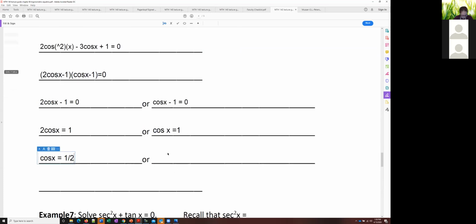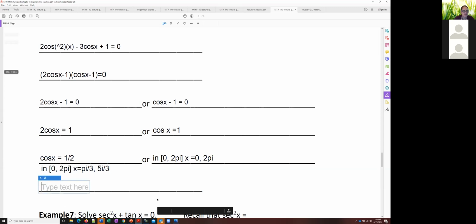And then here, if cosine x is equal to 1, there's 2 solutions between 0 and 2 pi. So from 0 to 2 pi, x is going to equal 0 and 2 pi. And on this one, if cosine of x is equal to 1/2 in the interval from 0 to 2 pi, x could equal pi over 3 or 5 pi over 3. Does that make sense so far?